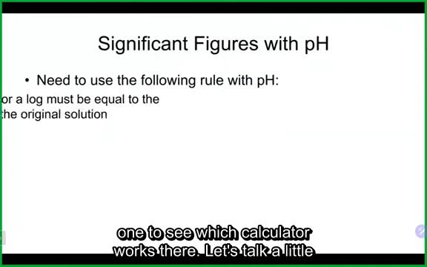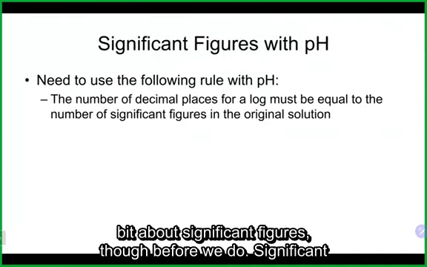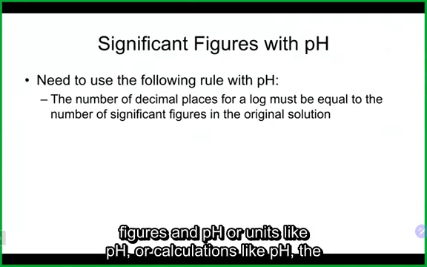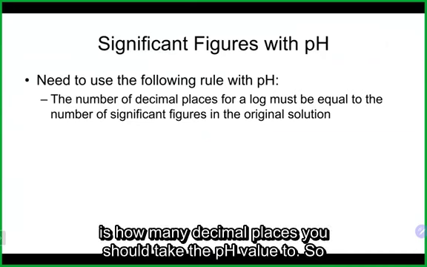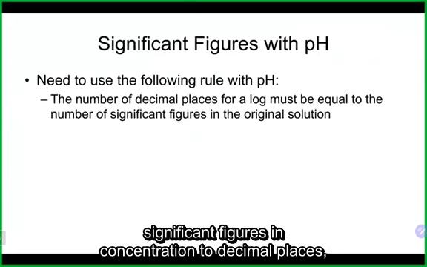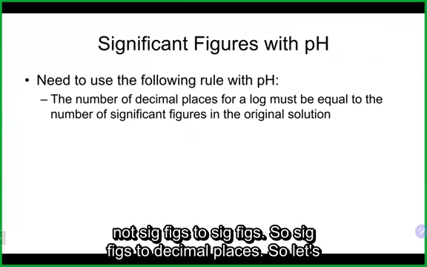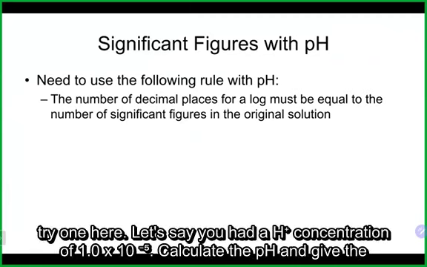All right, let's try one to see which calculator works there. Let's talk a little bit about significant figures, though, before we do. Significant figures in calculations like pH: the number of significant figures in the concentration is how many decimal places you should take the pH value to. So significant figures in concentration to decimal places, not sig figs to sig figs. So sig figs to decimal places. So let's try one here.